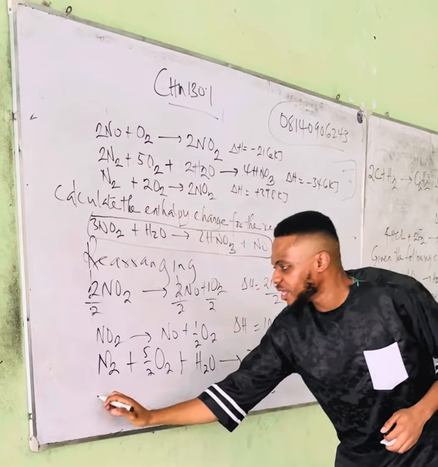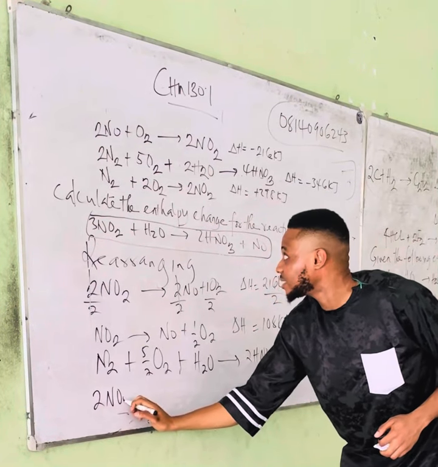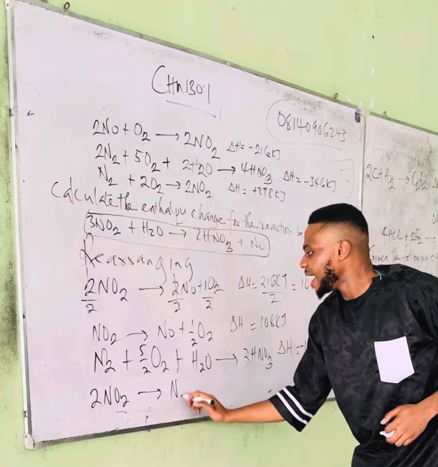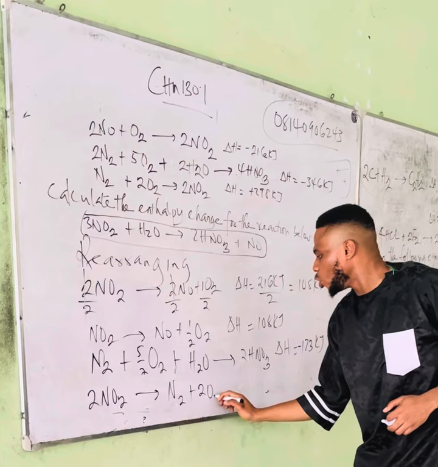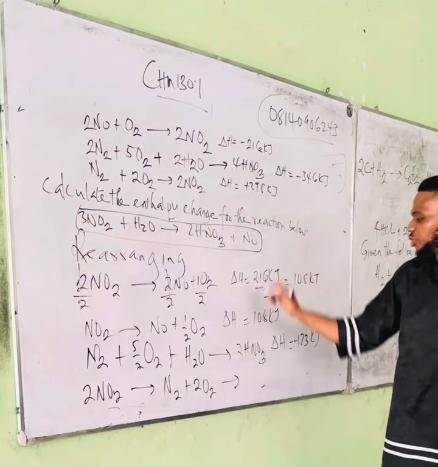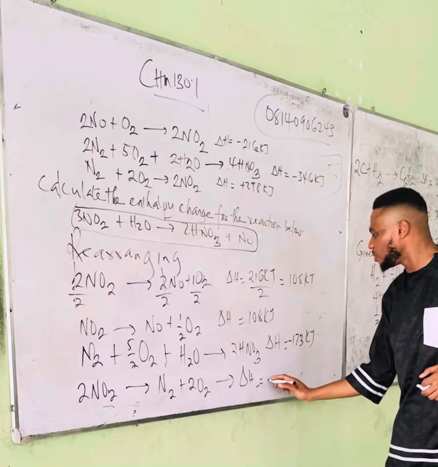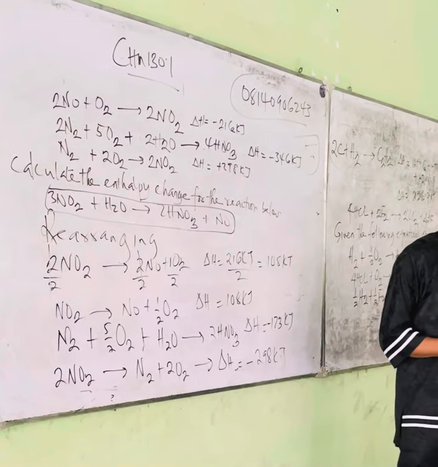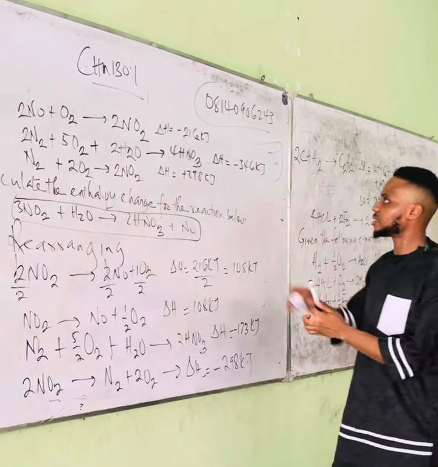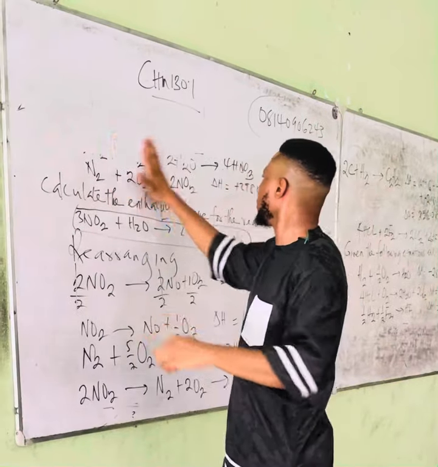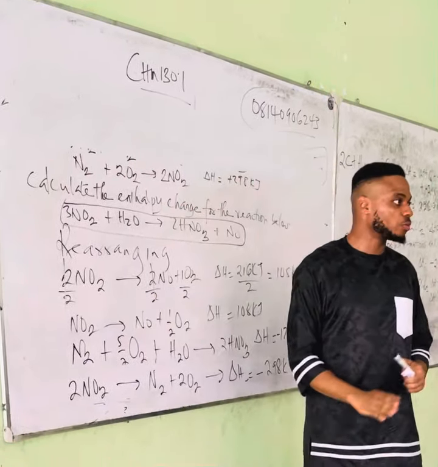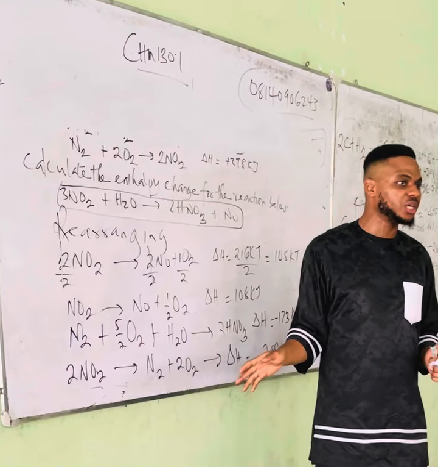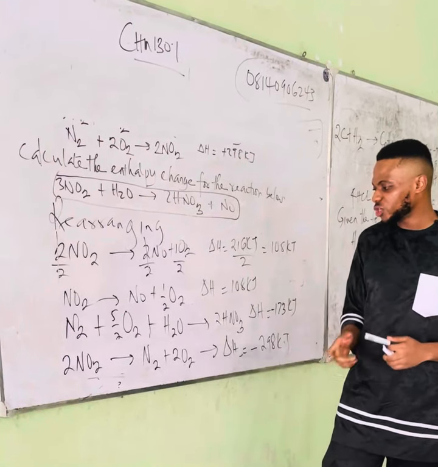So it means that we'll bring 2NO2, right? Then to what? N2 plus what? 2O2. And delta H will also change to what? Minus. So this will be minus 298 kilojoules. Alright? Let us now add and subtract. Is there anything we have to rearrange again? No. So now let us cancel.